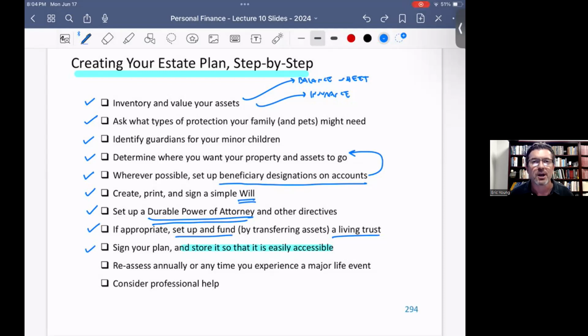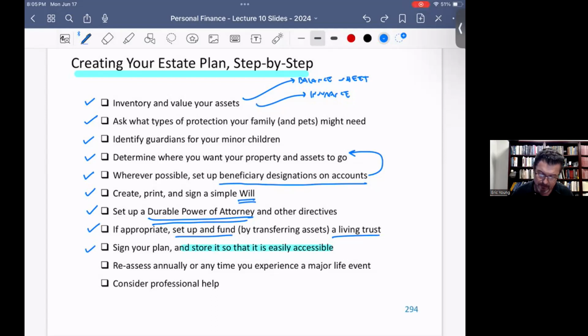Sadly, it's very common that people will set up a will and in their will dictate what they want for their final wishes. Then they put the will in their safe. They die. Their executor has no knowledge of where the will is. They think it's in the safe or in the safe deposit box, but they can't have access to it. They then plan a funeral based on what they thought they wanted, only later to find out when they can finally access the will, oh, damn, the stuff that we did for the funeral is nothing like what this person wanted. So sign your plan, but store it so it's easily accessible.